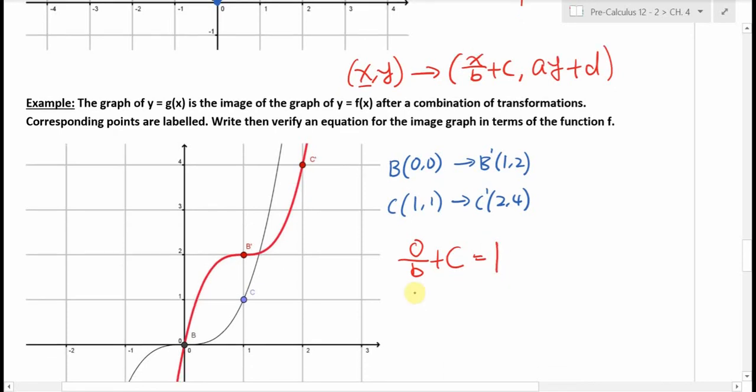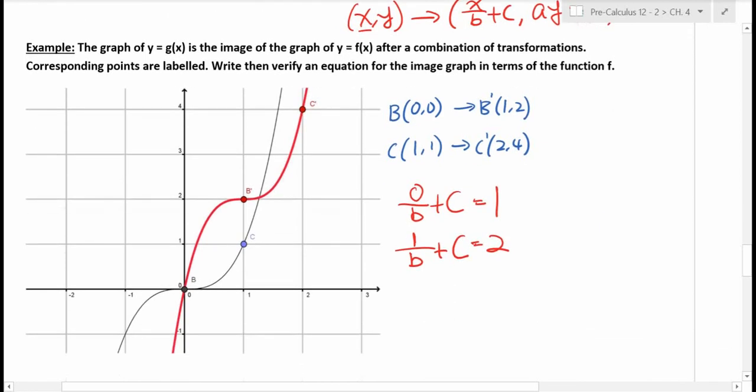We can do the same thing with the second one here. 1, that's the original x value, divided by b plus c should give you the new x value of 2. Okay, so I'm going to go ahead and solve this equation right here. Now, this time you actually get lucky because it's 0 over b. Remember, 0 divided by anything is 0. So really, you have 0 plus c is 1. Therefore, c has to equal 1.